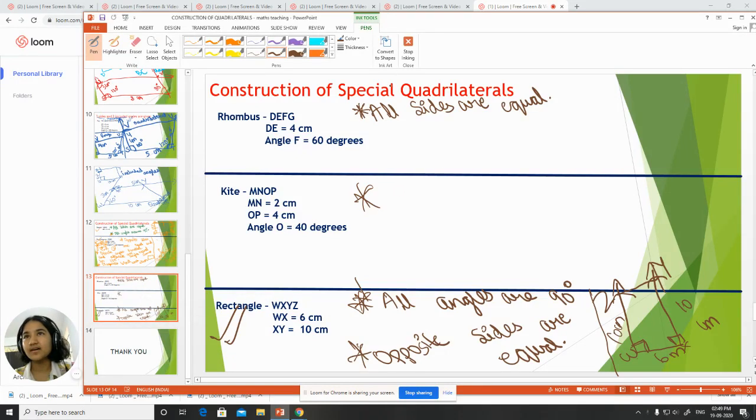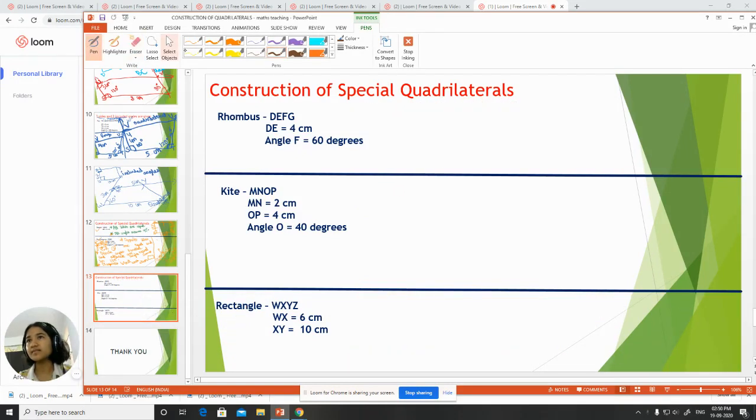So in our topic, it's nothing but the construction of a rhombus, a kite, and a rectangle. Okay, so let's see how they are constructed. What are the properties of a rhombus?